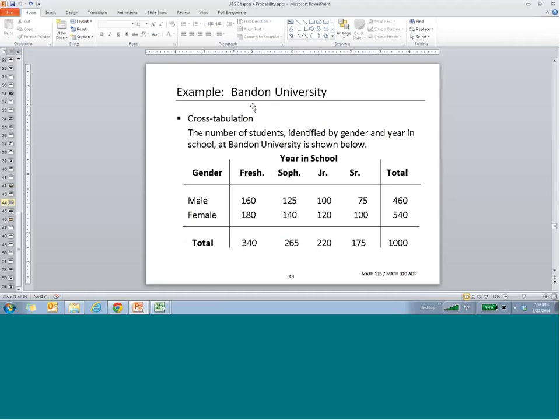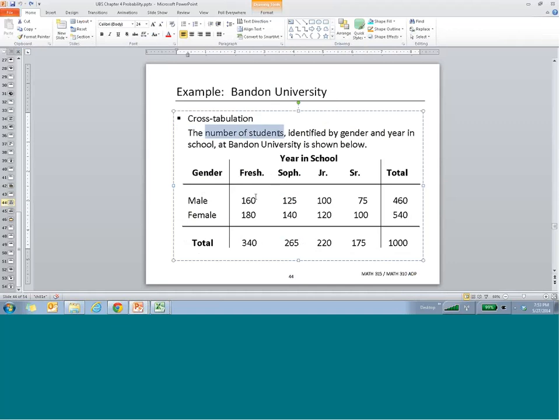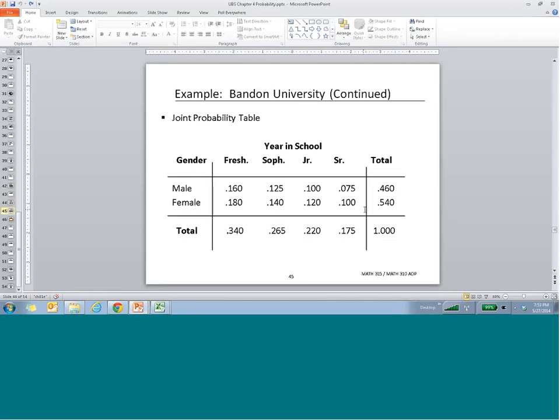So this is probably a lot more familiar with you guys. Essentially what you've done is taken a poll or taken a count or done something. So in this case, we've counted the number of students and said that 160 of the student body are freshmen, 125 of the student body are sophomores. Okay, and then you break it down, male, female. This is pretty standard. You guys are used to seeing tables of numbers. The interesting thing that we're going to do here is we're going to turn these into probabilities.